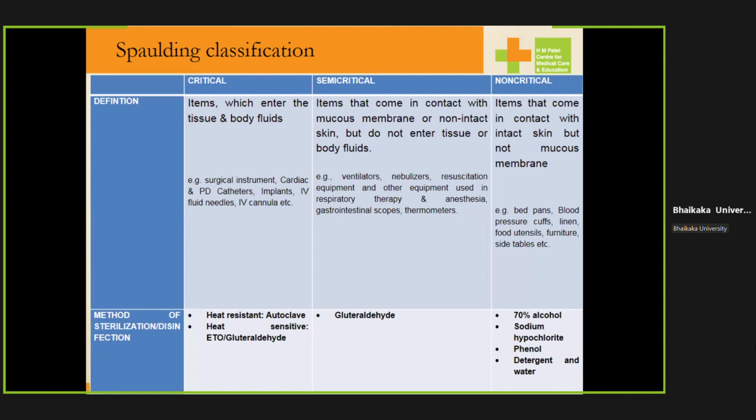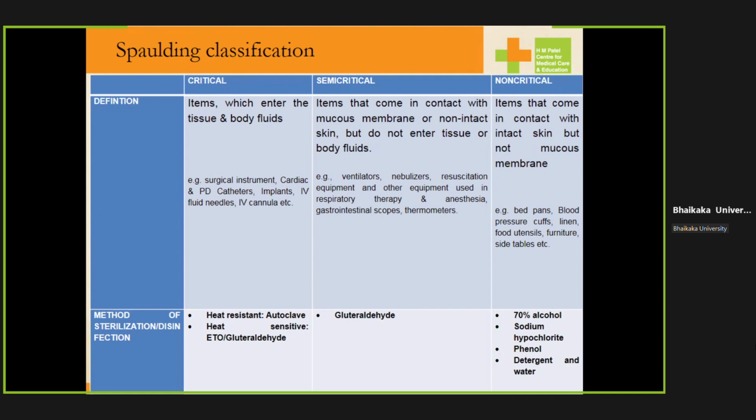So if someone is using a bed pan for passing stool in bed, this bed pan is usually first flushed with simple tap water, and then it is washed with detergent and water. So detergent and water will also act as a good disinfectant. But other examples of low level disinfectants would be your alcohol, your sodium hypochlorite, and so on.